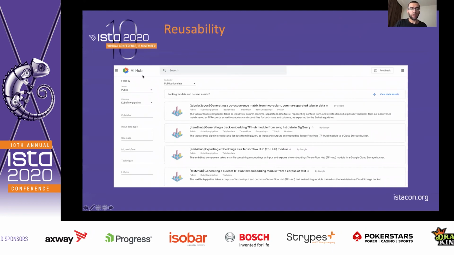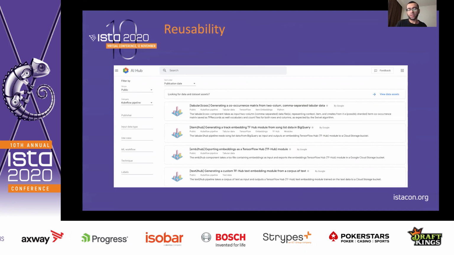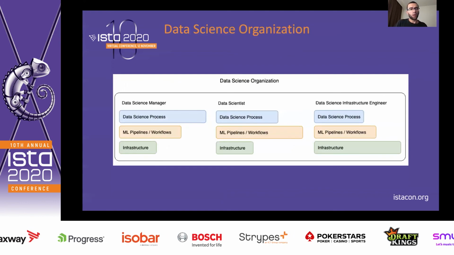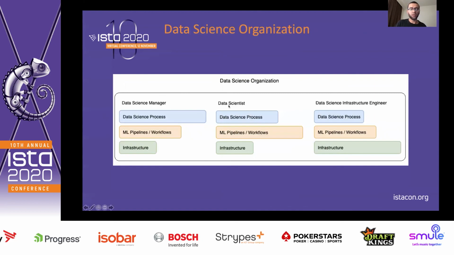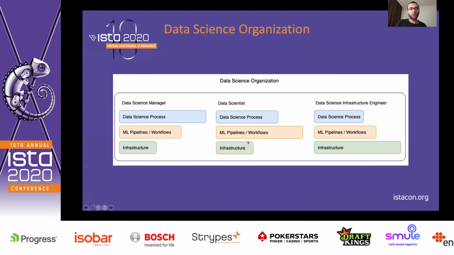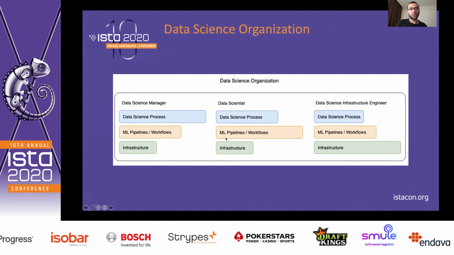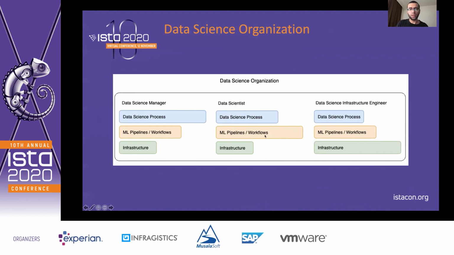Finally, let's mention reusability. Do check the AI Hub. This is where you can share Kubeflow components and pipelines with others. In your data science organization, I would suggest you have more roles: data science management, data scientists, and data science infrastructure people. And you can see here, for example, the data scientists should be able to focus mostly on the middle level, the machine learning pipelines and workflows level, less on the data science process, and even less on infrastructure.